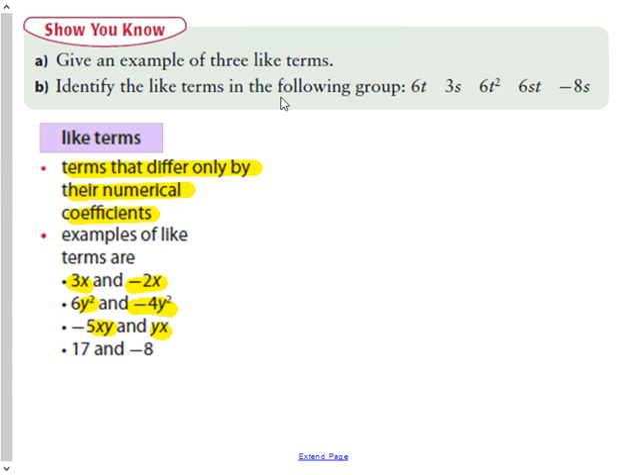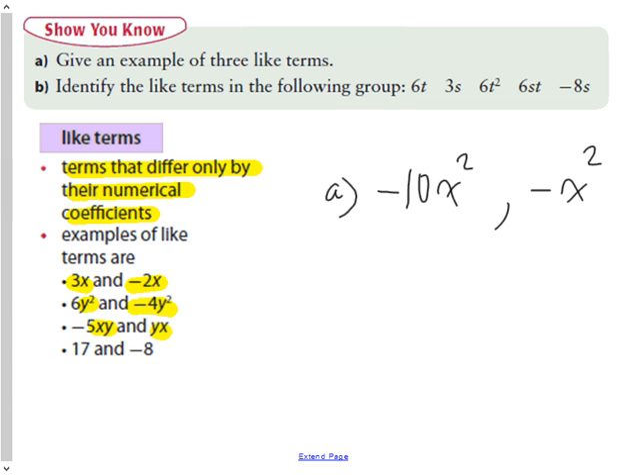And finally, the last one, 17 and negative 8 are both like terms because they don't contain any variables, and they're both just constants. So given that as a basis for the definition, it says give an example of 3 like terms. So obviously there's as many as you want to give, but I'm going to make negative 10x squared and negative x squared like terms.